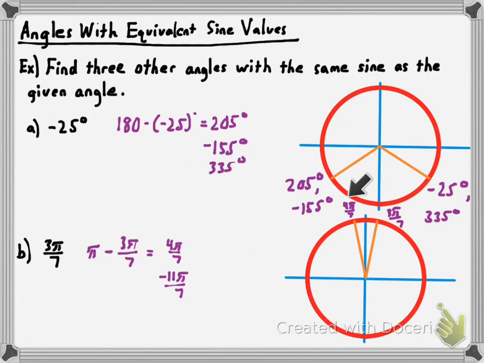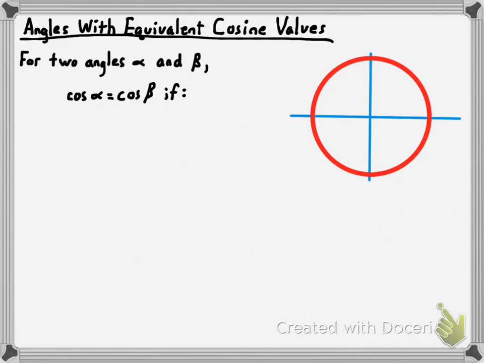And then 4 pi over 7 minus 14 pi over 7 would be negative 10 pi over 7. Those angles would all have the same sine value. Now how about angles with equivalent cosine values? Alright, so if two angles have equivalent sine values whenever they add up to 180 degrees, how do you know if they have the same cosine values?